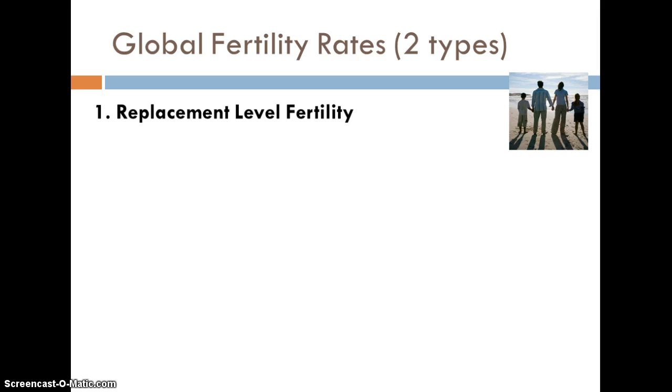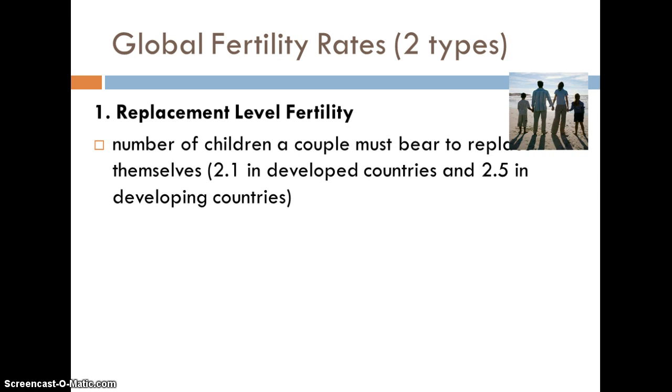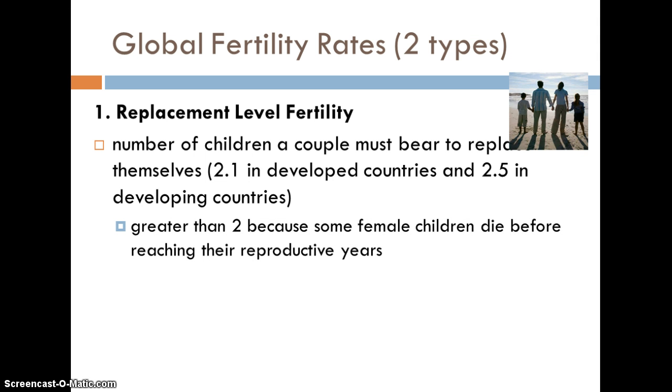All right, we talked a little bit in class about replacement level fertility. There's two types of global fertility rates, replacement being the first one, but that's the number of children a couple must have to replace themselves. So in developed countries, it's 2.1. In developing, it's a little bit higher. It's 2.5. It's going to be greater than 2 because not all of the children are going to reach reproductive age. You're going to have a higher infant mortality rate in developing countries than you are in developed, which is why their replacement level is a little bit higher.